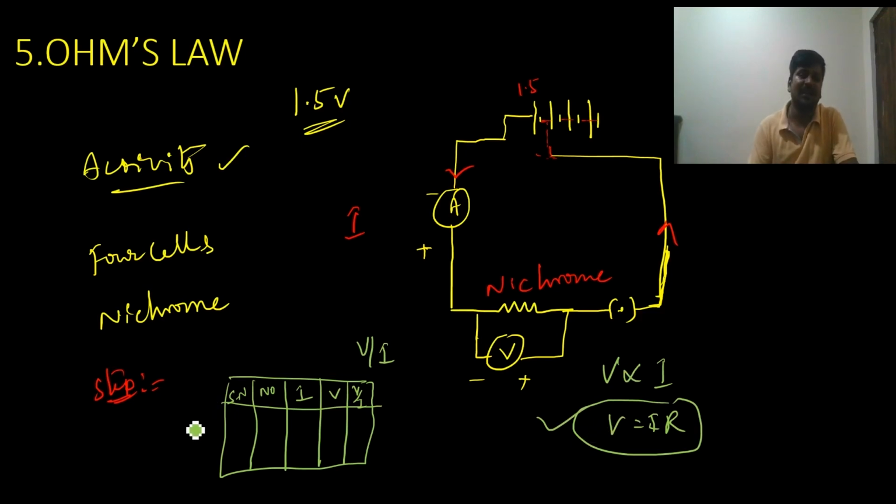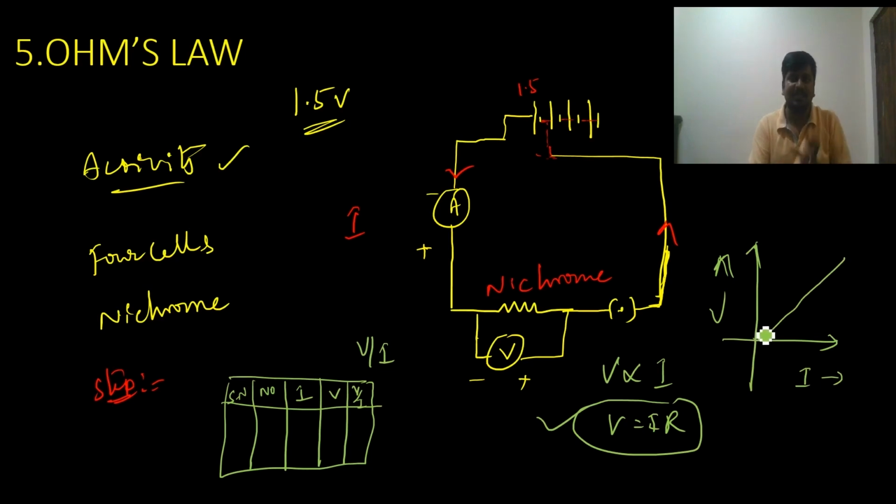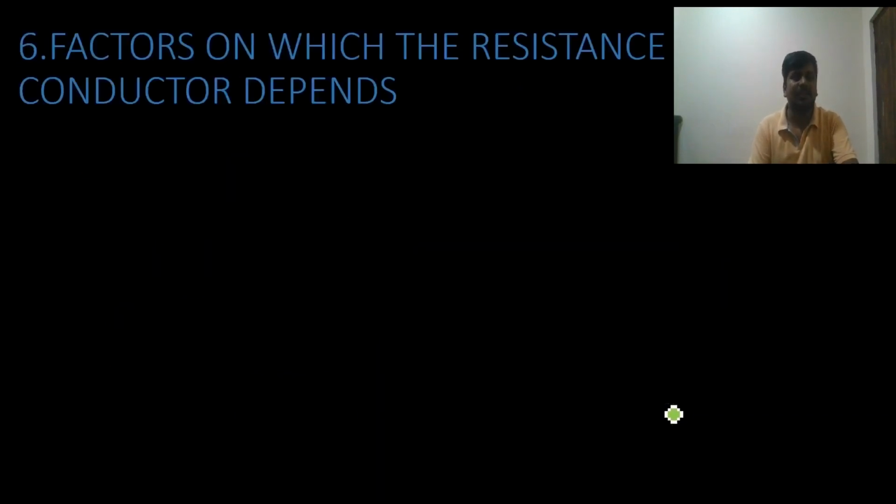After the table, next you can draw the graph. The graph will appear as a straight line. Take current on the x-axis and potential difference on the y-axis. You can draw the graph. The graph appears linear, starting from the origin. So this is exactly Ohm's law. V is directly proportional to I, V equal to IR at constant temperature. So that is about Ohm's law.